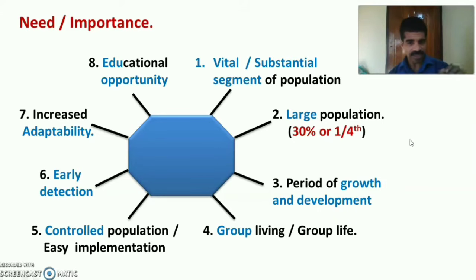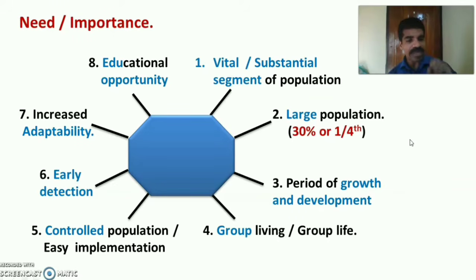Then third point is it is a period of growth and development. So the 5 to 14 year is the period of growth and development. So they need special attention and special focus in their health. Then fourth point is they are group living or group life. As they are in group living, they are prone to have more diseases and they are able to spread the diseases from one community to other community as they belong to different communities. So they are group living and group life.